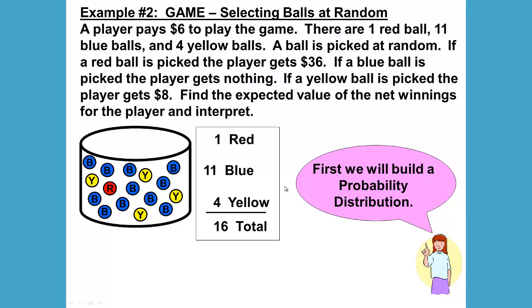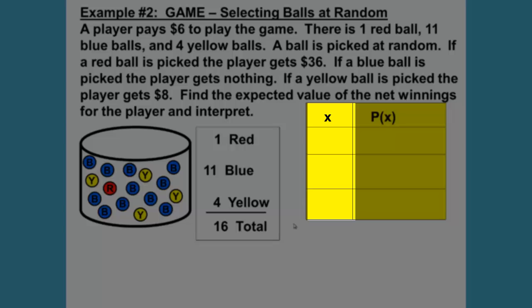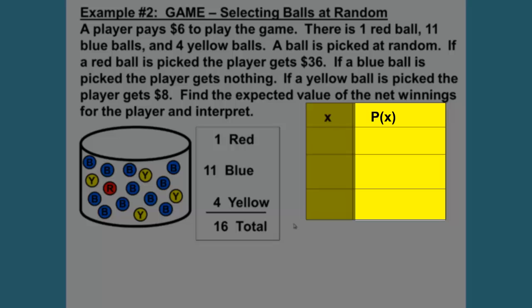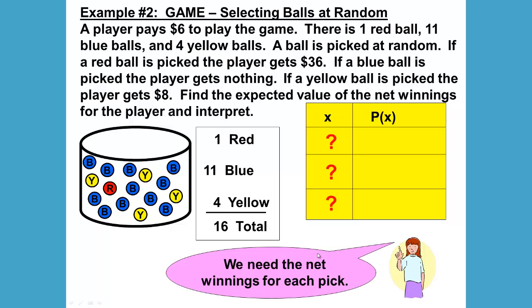First, we will build the probability distribution because the probability of each color is different. A probability distribution is made up of 2 columns, the x or data value column and the p of x column, or the probability of the data value. What are the data values? Well, that would be the net winnings for each pick, not the colors, but a numerical value that results from picking each color. We need the net winnings for each pick.